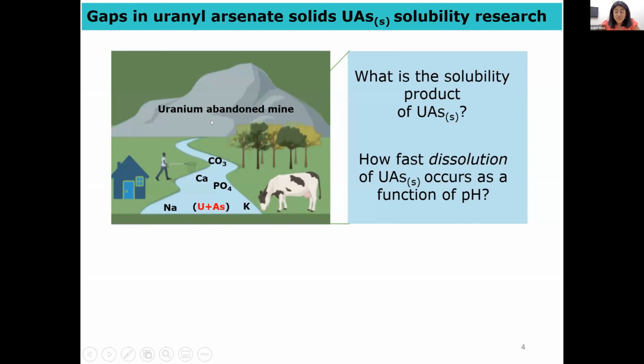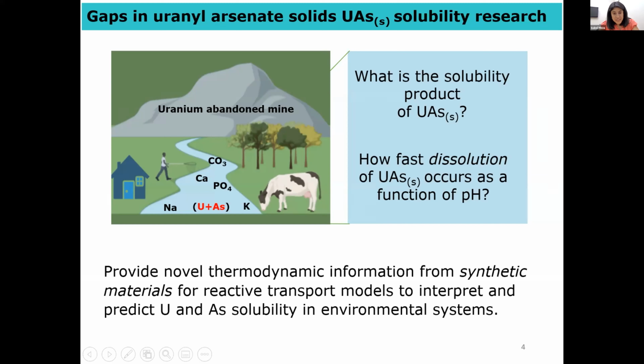So when we have this information, we start looking for what other thermodynamic measurements we have. And when we did that, I couldn't find much. Definitely there's no solubility product or any other thermodynamic variables related to uranyl arsenates. And that's when my research started. Eventually we might know how fast this dissolution occurs as a function of pH. So this will provide novel thermodynamic information from these synthetic materials for reactive transport models to interpret and predict uranium and arsenic solubility in environmental systems.